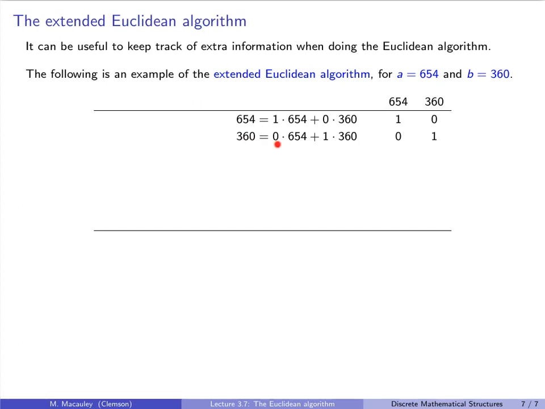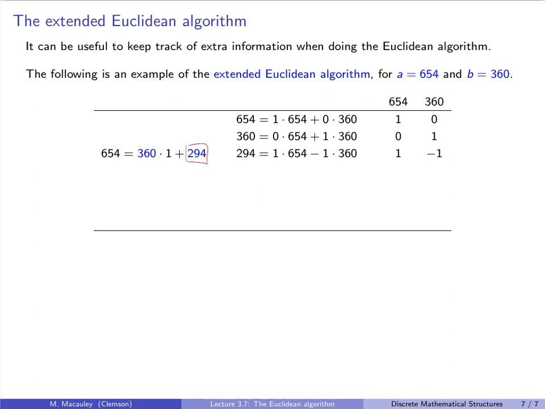Next, we do B. 360 is 0 times 654 plus 1 times 360. So we put these coefficients, 0 and 1, in the columns under 654 and 360 as well. So that's the initiation. Now let's begin the algorithm. Remember how we do it? We divide 360 into 654 and we compute the remainder, which you may remember is 294. So 654 is 360 times 1 plus 294. So we will solve for 294.